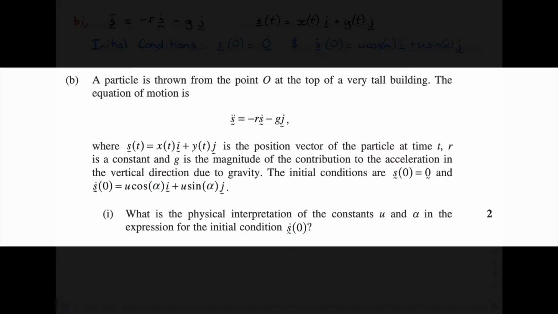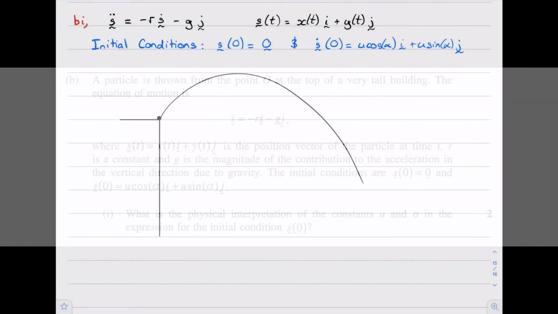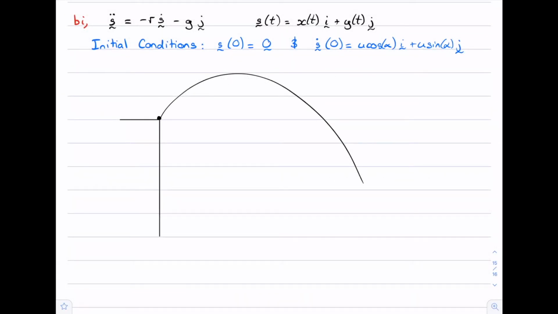Question 1. What is the physical interpretation of the constants u and alpha in the expression for the initial condition s dot of 0? Alright, so I've written down all the information that was given in the question: the equation of motion and our initial conditions. I've also drawn a bit of a diagram so that we can add things on if need be. I always find it's really important to be able to add things onto a diagram in a mechanics question.